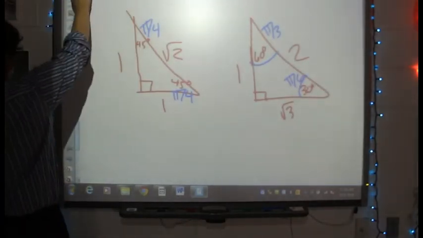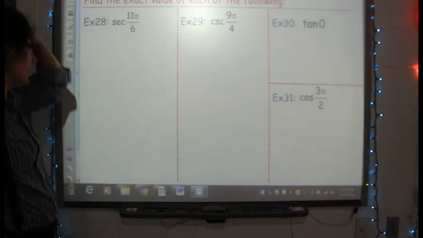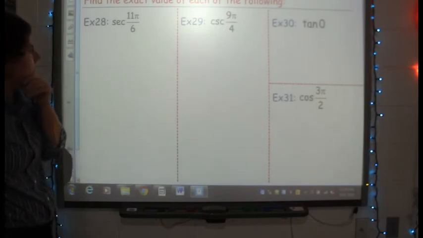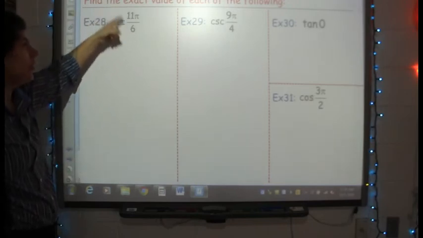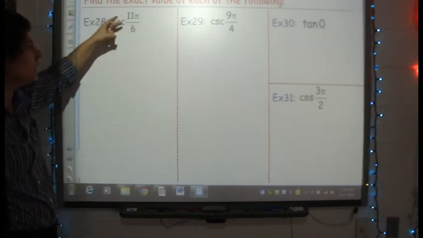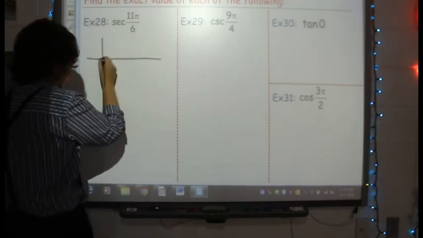Oh, there are triangles again, just as a reminder. All right, number 28. We have secant of 11 pi over 6. What quadrant is 11 pi over 6 in? Well, I know that 12 over 6 is 2, so it's really close to 2 pi there. So that means I'm over here in the fourth quadrant.